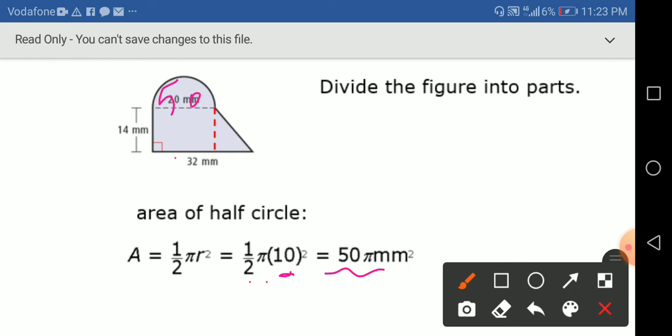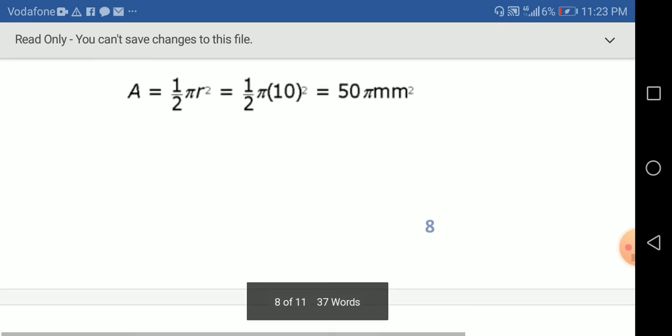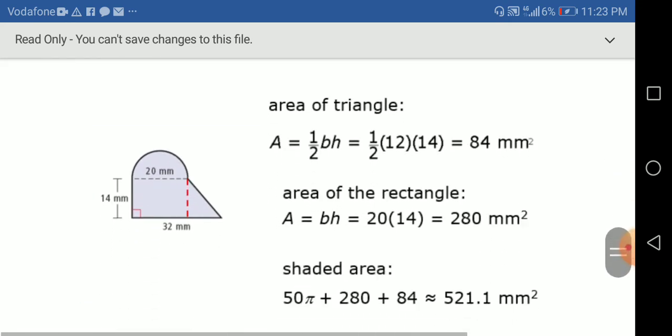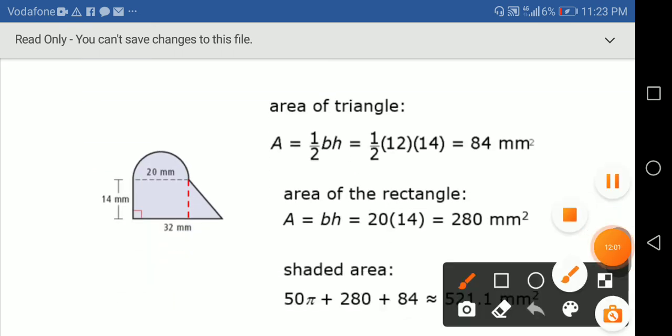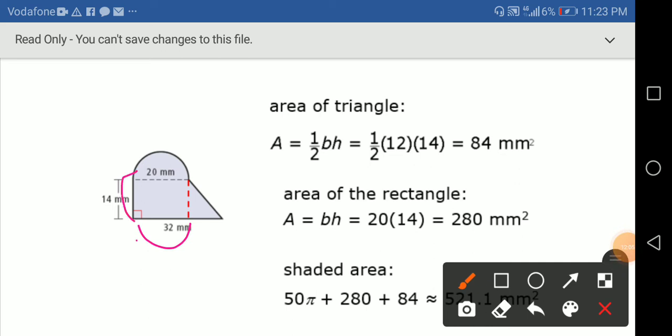Okay, what about here? I have the rectangle and I have the triangle. The area of a rectangle is base times height. Let's see the base and the height. This is the base and this is the height. What about the base here? It's 20, because this is 20. In a rectangle, each two opposite sides are equal in length: 20, 20, 14, and this is 14. So it will be what, guys? 20 times 14. This is the area of the rectangle.